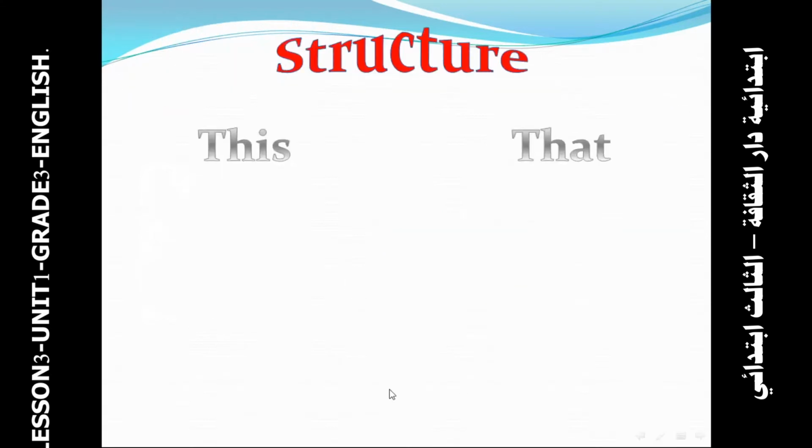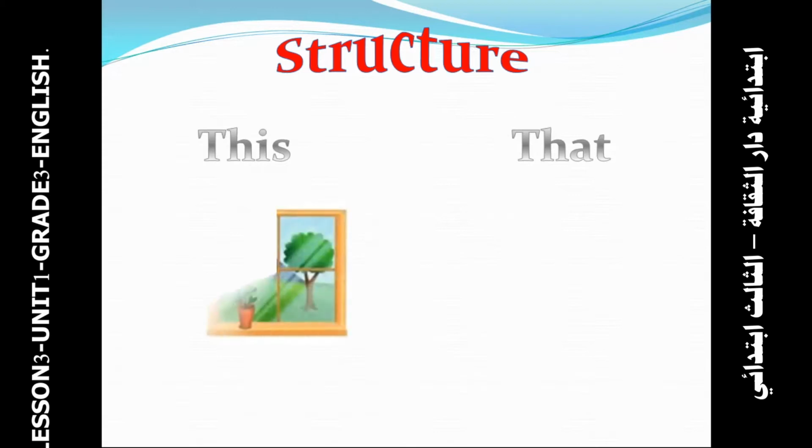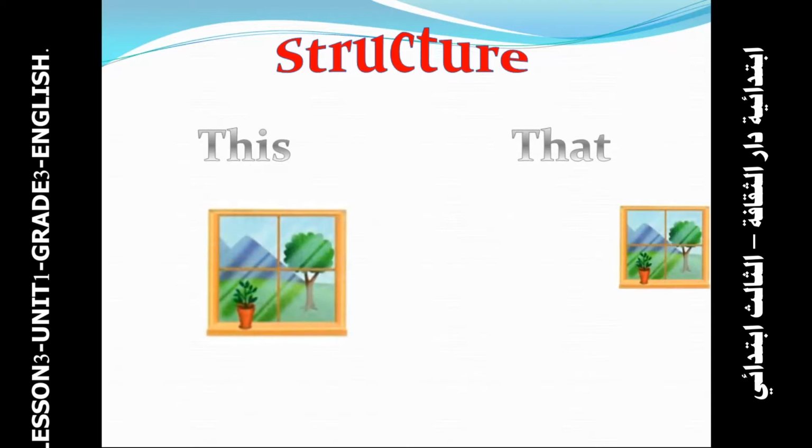This and that. What's the difference between this and that? We use this for near things, but we use that for far things. Look at the picture. The first picture, we use this because it's near. This picture is near for us.